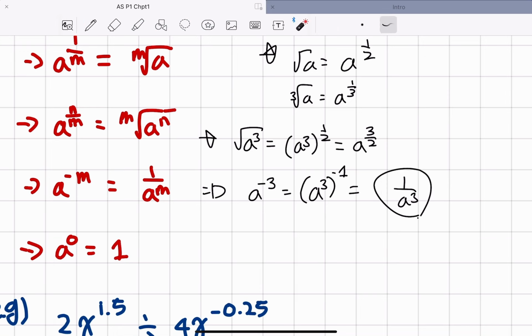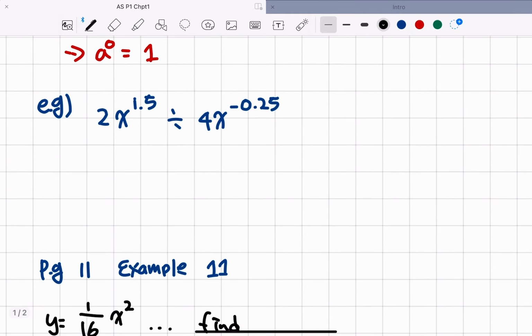And the last one, if the power equals 0, it's always 1, right? Because this one is just kind of a basic rule. Okay, and let's try this example.